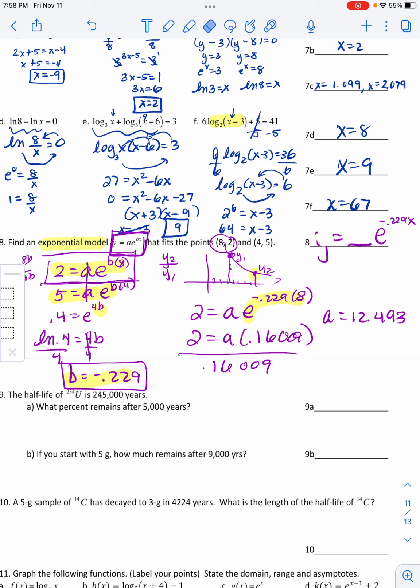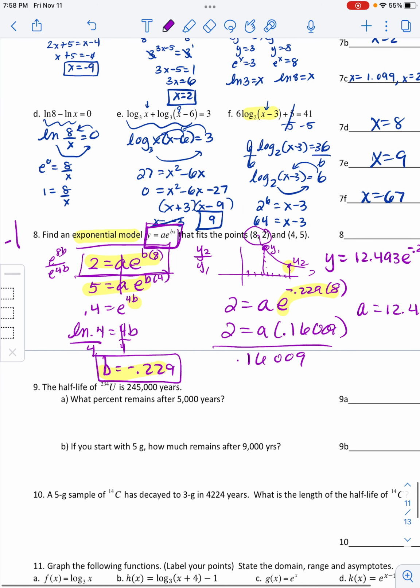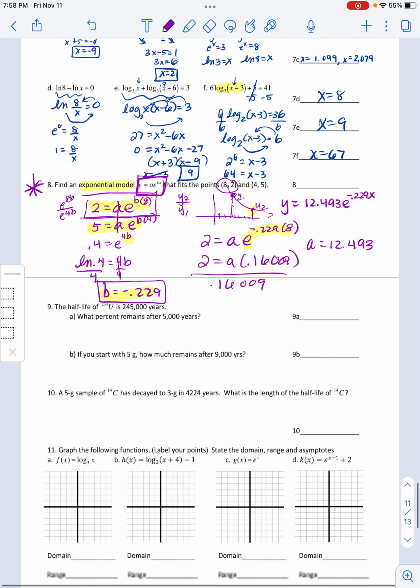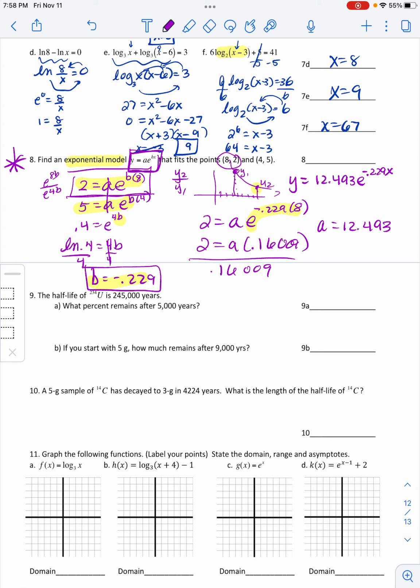And I did absolutely not leave myself enough room. So y equals 12.493 e to the negative 0.229x. So I think that's going to be one where some people struggle a little bit because it's brand new. So make sure you've practiced that and you know what to do, because it's definitely going to be on there.